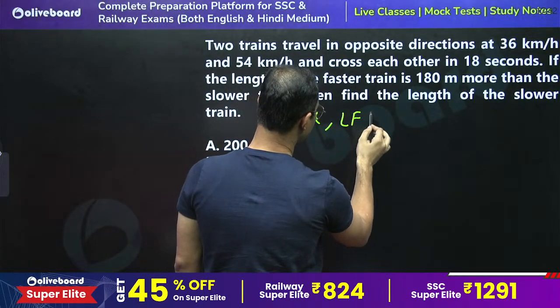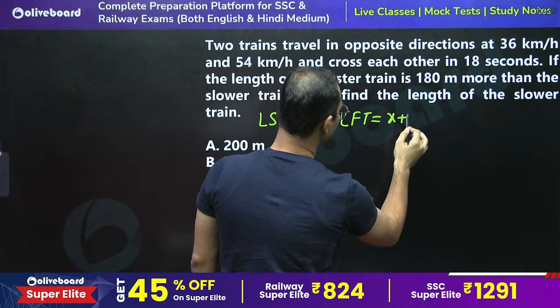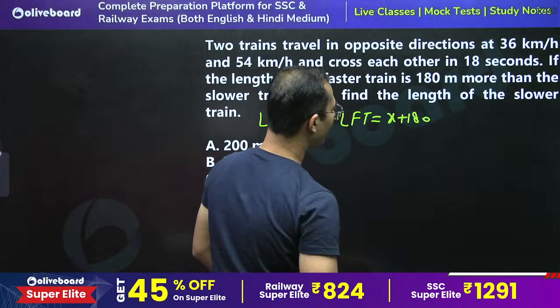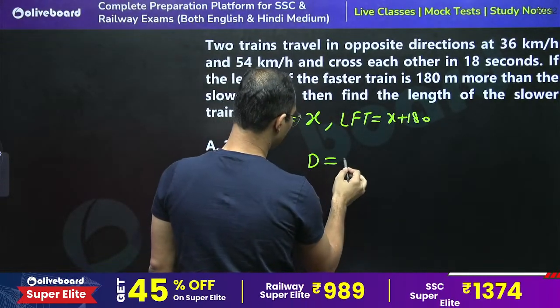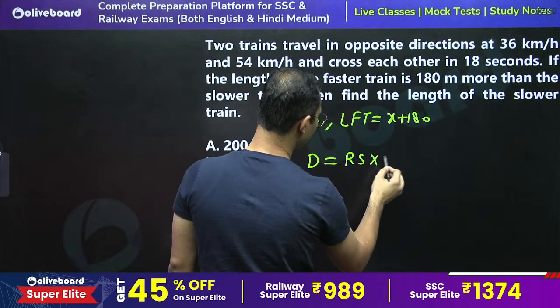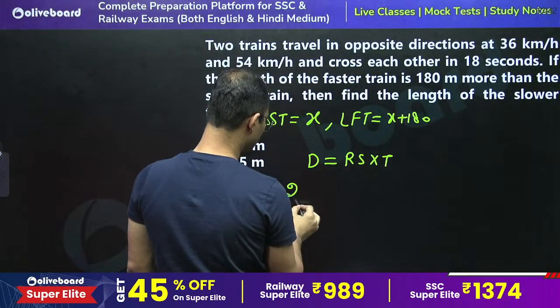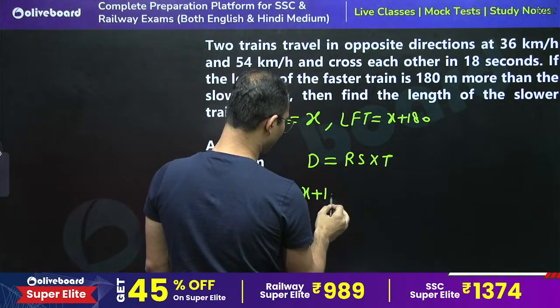So the length of the faster train is what? x plus 180, no problem. And we know that distance is relative speed into time, yes. So we can say that distance is 2x plus 180.